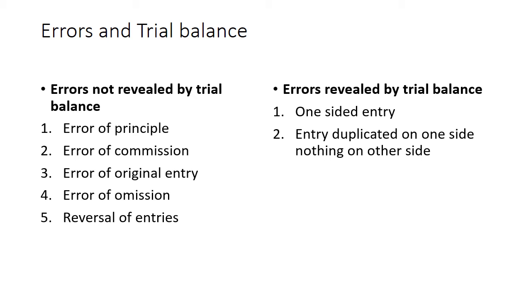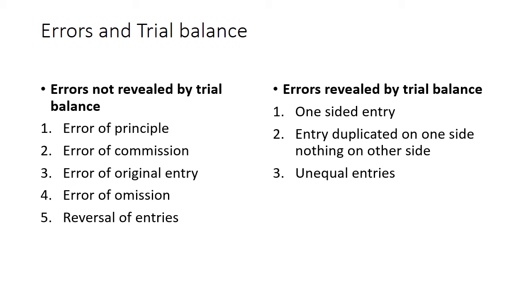Then we have entry duplicated on one side, nothing on the other side. Two debits or two credits have been recorded. Same example, £100 insurance expense was paid. The accountant was supposed to debit insurance expense by £100 and credit the bank account by £100. Instead of it, he has debited the insurance expense twice and has done nothing with the credit side. Or he has credited the bank account twice and has not done anything at all with the debit side. So such an entry is called entry duplicated on one side, nothing on the other side.